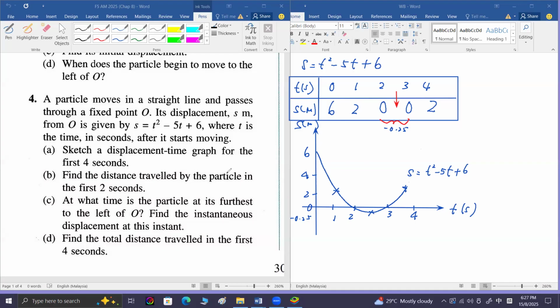Okay, after you have sketching done, you're asked to find the distance traveled by the particle in the first 2 seconds. Normally some reference books will teach you how to use integration, right? But for me, I like to teach you this way, easiest for you to understand. You can use the integration chapter too, that one also can, but that one I will show you later.